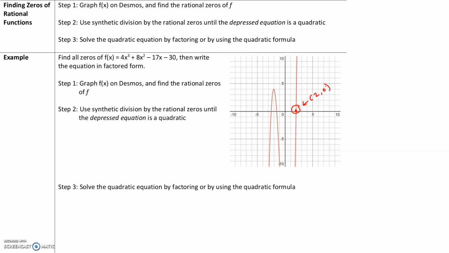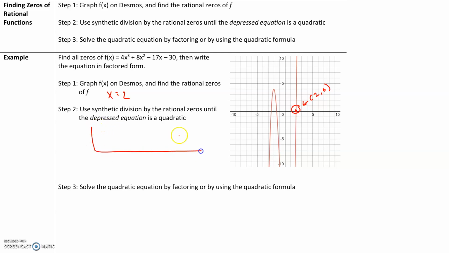and remember, a 0 is any number where the graph crosses the x-axis. So let's go with the whole number. We know that 2 is a 0. So one of our zeros is going to be x equals 2. Then we are going to use synthetic division by the rational zeros until the depressed equation, which is the result, is a quadratic. So let's go ahead and do that.